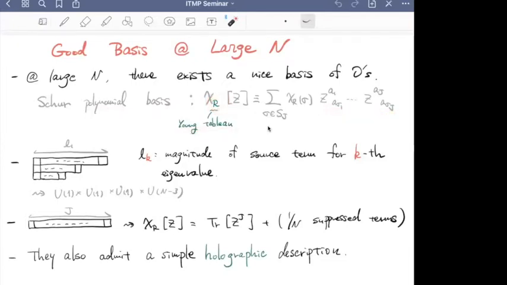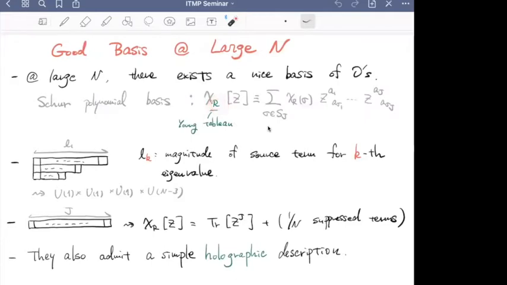So Z is a matrix-valued field, so it has two indices, and you basically sum over permutations, and then you multiply by the character of the permutation group corresponding to the representation R. I'm not going to explain why this is so, but you can check it by inserting these operators into the matrix integral that I showed, and taking the large N limit. If you do so, you can see that there is a very simple correspondence between the Higgsing pattern and the Young tableau.